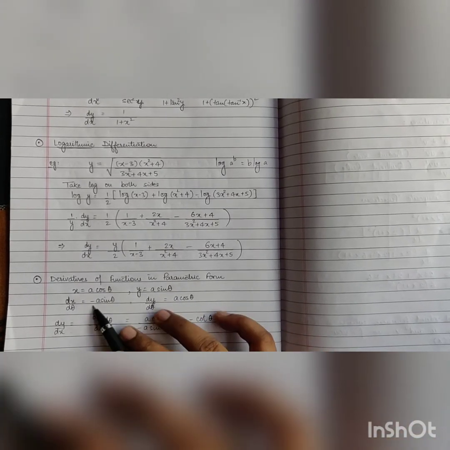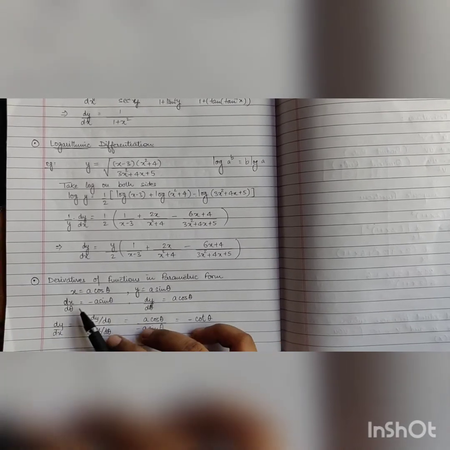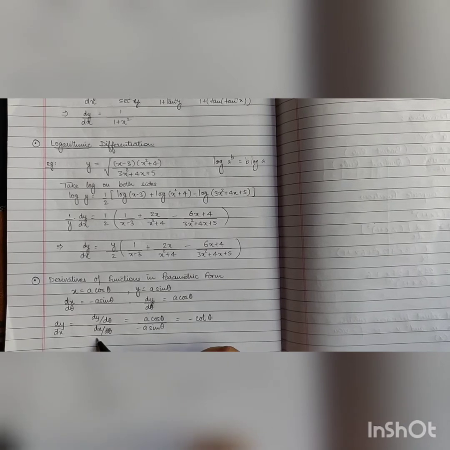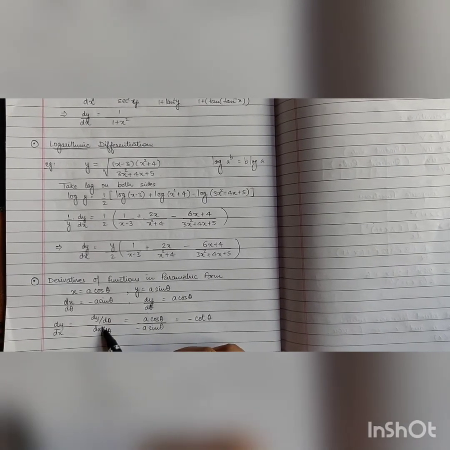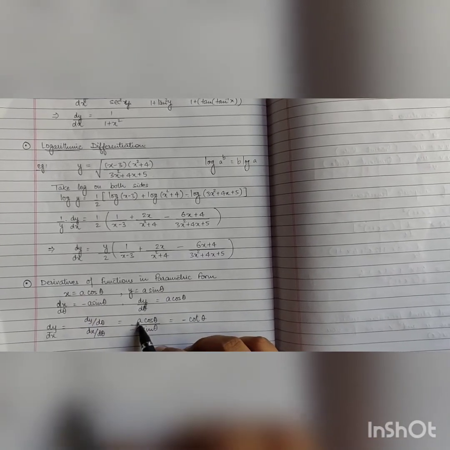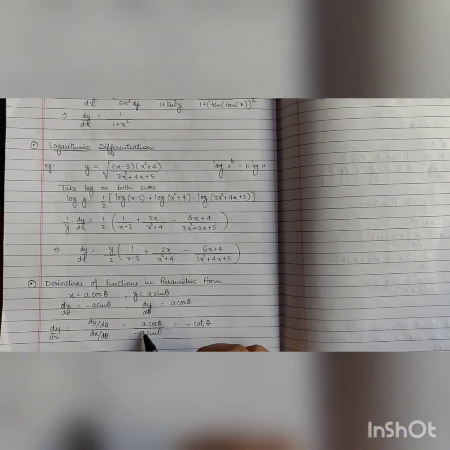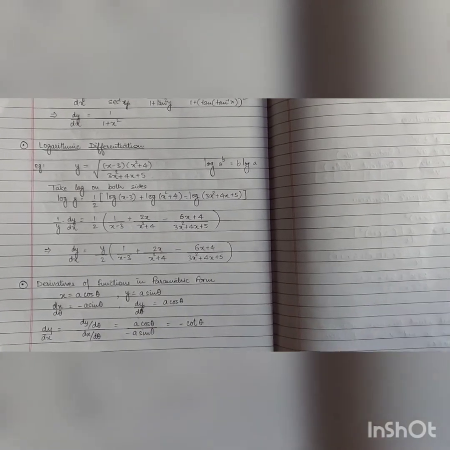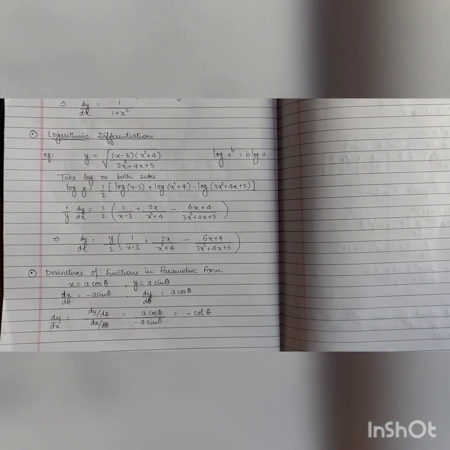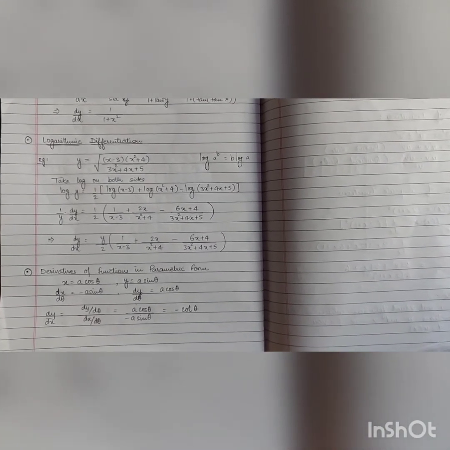Now I want to find dy by dx. How to find it? If I divide dy by d theta by dx by d theta, the d theta will get cancelled, so we'll get dy by dx only. dy by d theta is a cos theta, and dx by d theta is minus a sin theta. So I'll get a cos theta upon minus a sin theta, which equals minus cot theta, because a will get cancelled and we get cos upon sin. So we'll get minus cot theta. This is how you differentiate a function which is in parametric form.